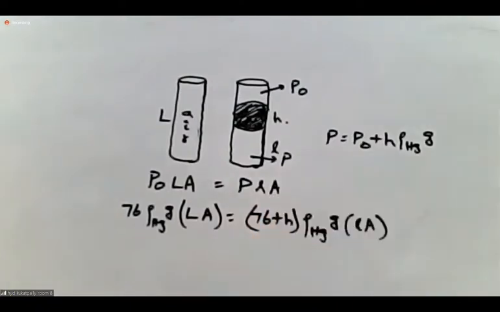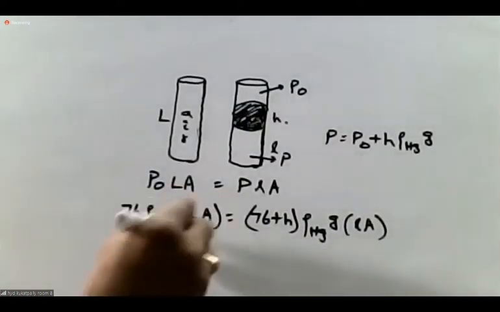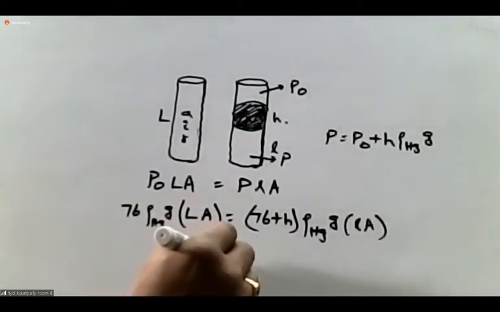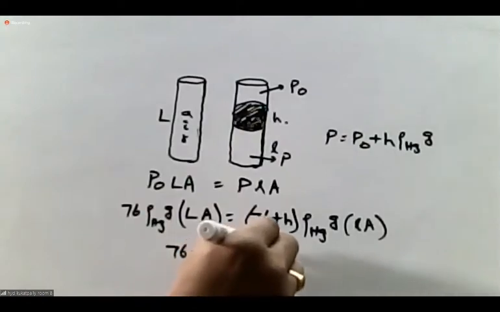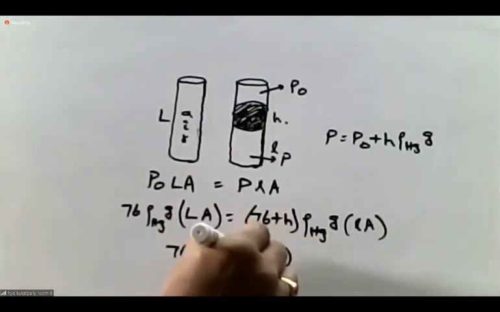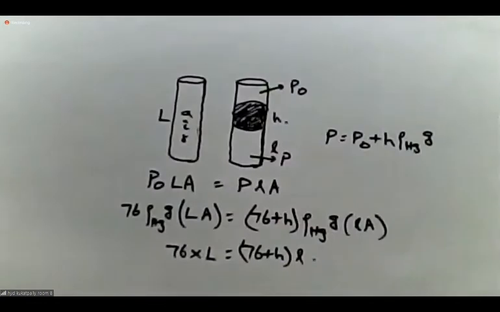So what is getting cancelled here? 76 into the total length of the pipe L is equal to 76 plus H into length l of the pipe. P into L equal to constant, that concept you can apply. Please check once.